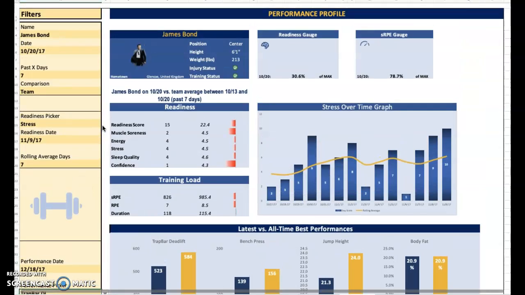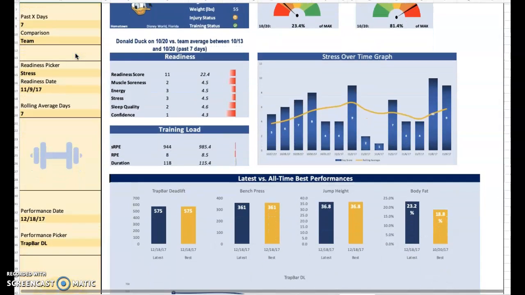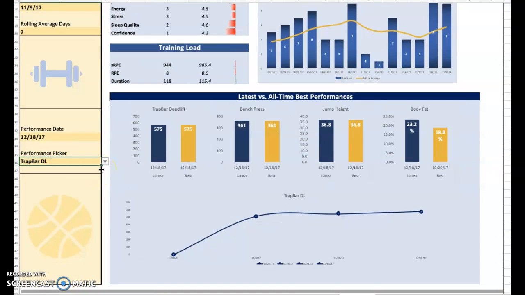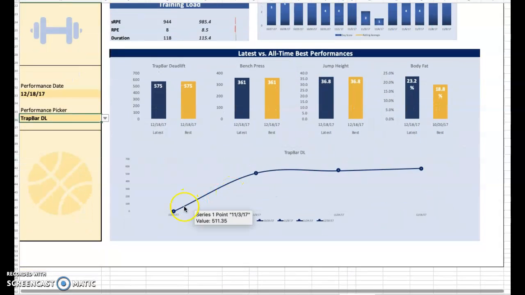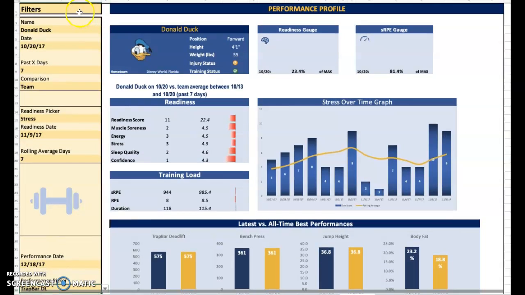For example, if we change the athlete to Donald Duck, and the performance picker will stay on the trap bar deadlift, we can see that the athlete's performance over time from 10/20 to 12/18 has improved. This athlete has made continuous improvement, as we can see through this graph, across all 4 performance sessions. So as a practitioner, this could tell us that the athlete's training program has been beneficial towards him.